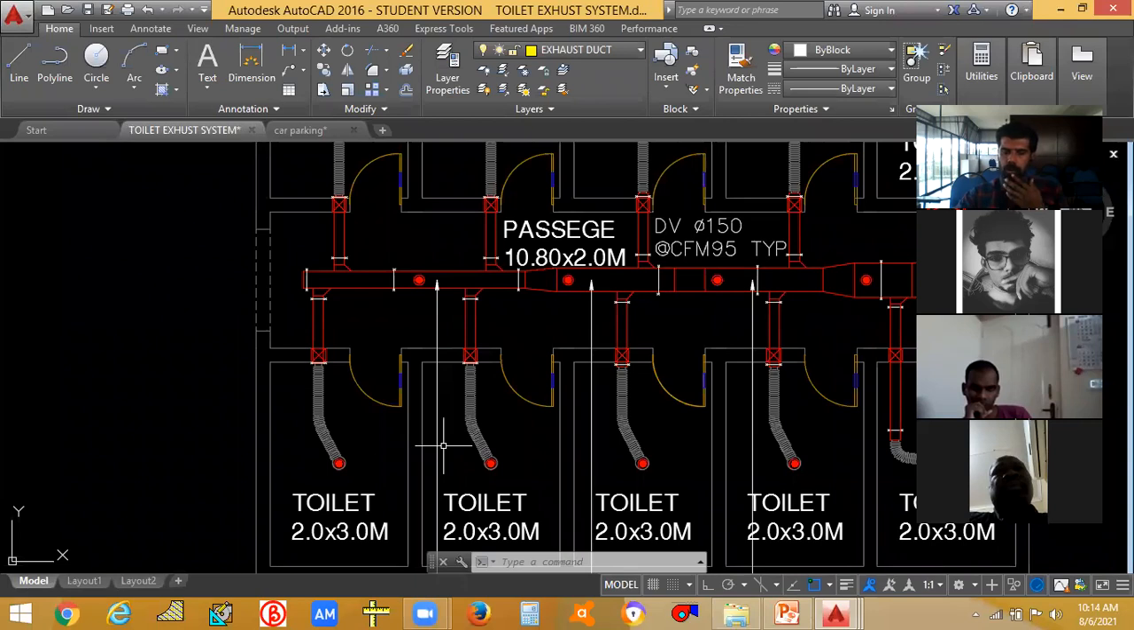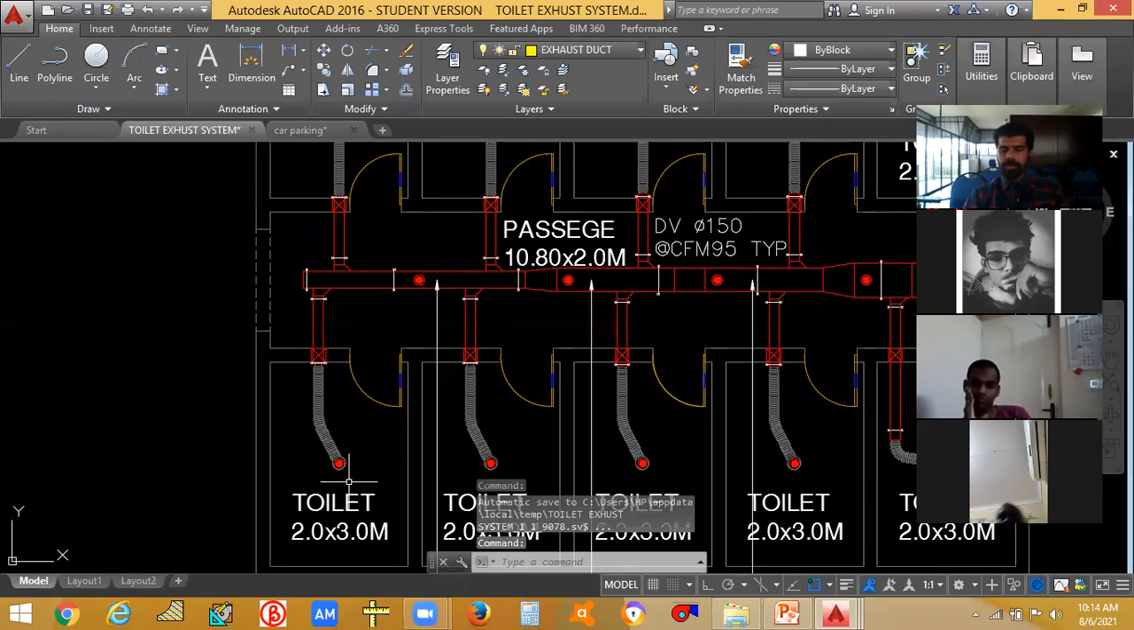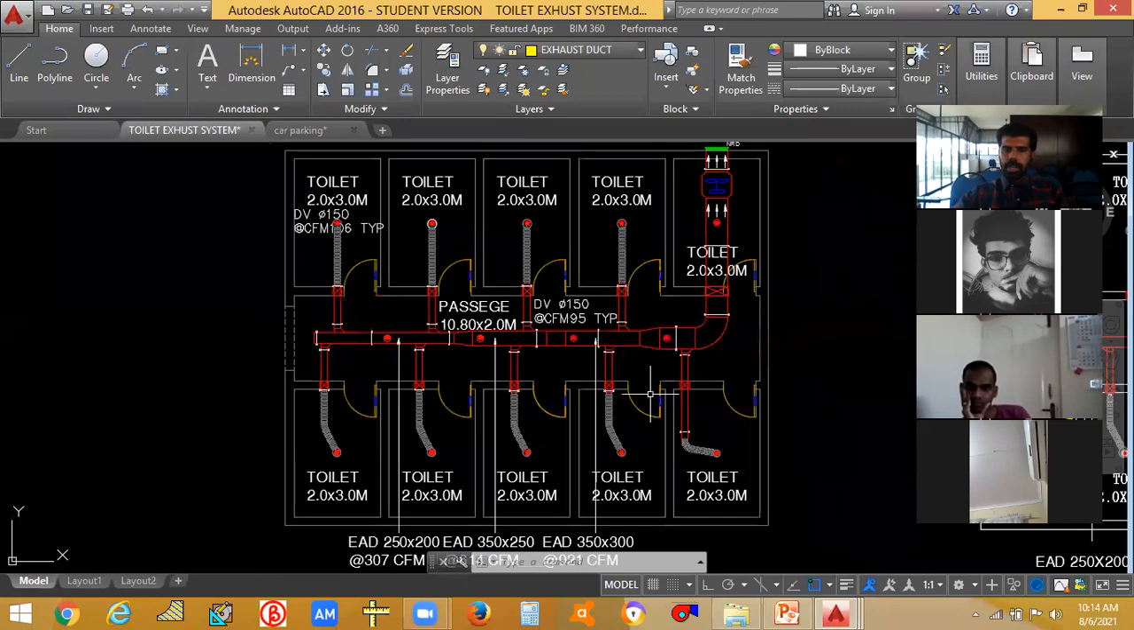Discharge in this particular toilet is formula Q is equal to volume in meter cube into ACH by 1.7. We have already seen that formula yesterday. By that formula, we found the CFM of this toilet.